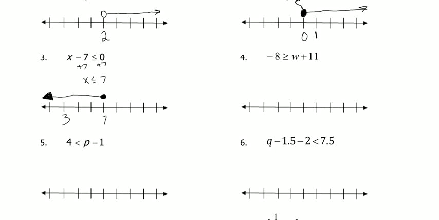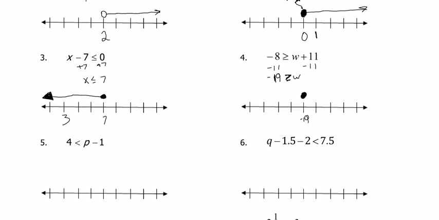Okay, so next we're going to do number 4. We're going to subtract 11 from both sides of this. That's going to be negative 19 greater than or equal to w. So negative 19, that's going to be a closed circle. And w needs to be, if you notice our arrow, okay, we're chomping on the negative 19. That means the negative 19 needs to be bigger, which coincidentally means that w has to be smaller.